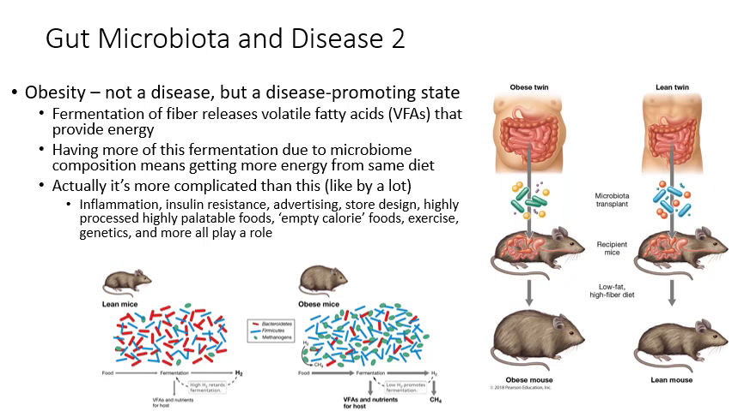So, for instance, obesity is always associated with inflammation. Does the inflammation cause the obesity, or does the obesity cause the inflammation? That we don't know. We just know that they always go together. Obesity is also associated with insulin resistance. Again, we don't know which one causes the other.